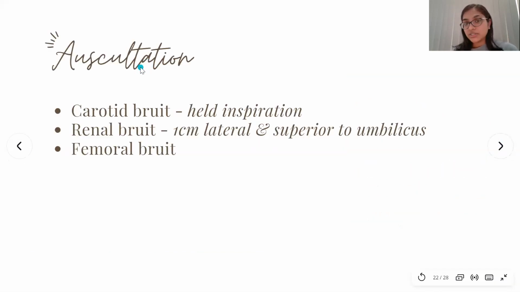Then auscultation. There are three things that you want to listen for. Carotid bruit: ask the patient to take a deep breath in, hold their breath, and listen for any bruit. Renal bruit, which is about 1 centimeter lateral and up from the umbilicus. And finally, femoral bruit. Again, tell the patient, I'm going to place the stethoscope in your groin. Would that be okay with you?